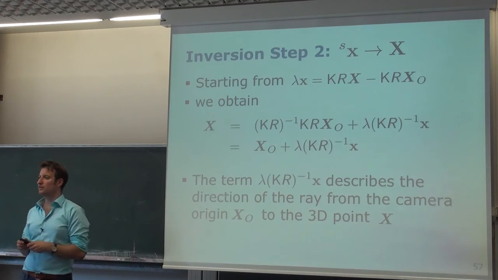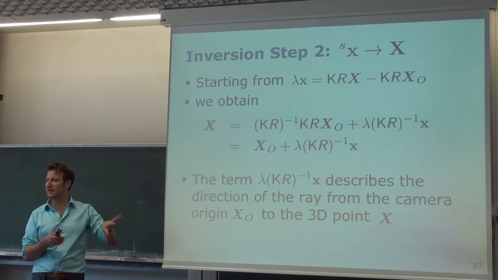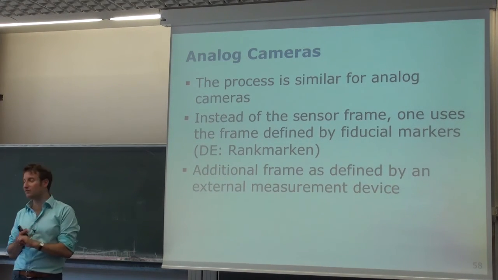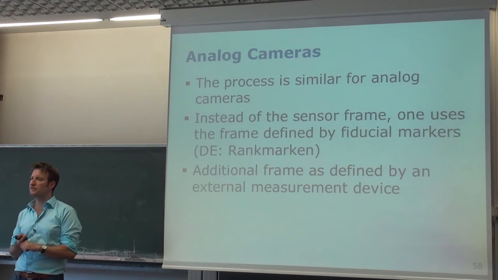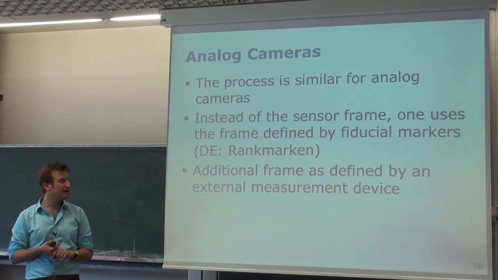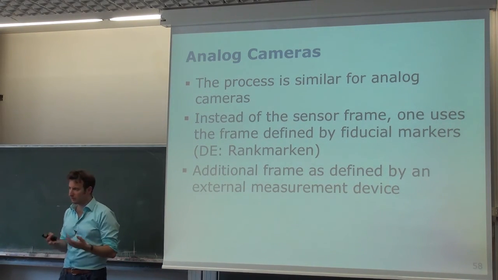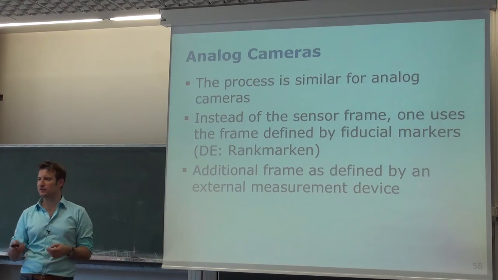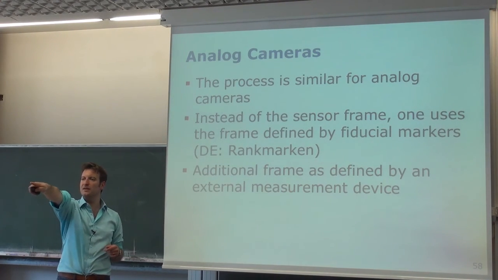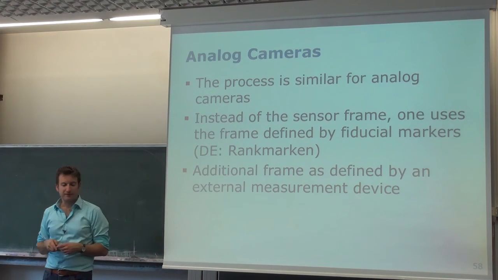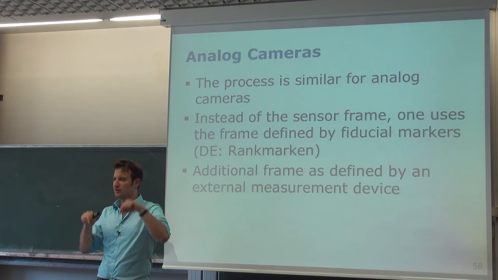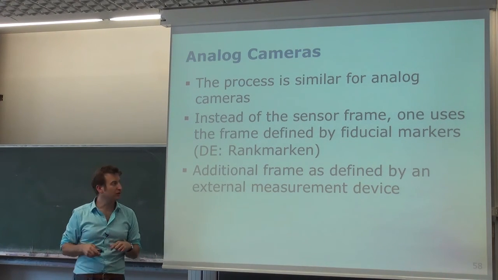So, how does this change if we move away from digital cameras and go back to the analog world? Just to mention it, the process is actually very similar for analog cameras. The only difference is that this shear component is typically not 0, as it is for digital cameras. And one other thing, if I want to use those cameras with a measurement device, for example, those old devices you see there in the background, which you use to analyze aerial images, those on the lower shelf on the right-hand side, you actually use so-called fiducial markers, or Randmarken, in the images which are taken in order to establish a connection to an additional coordinate frame.